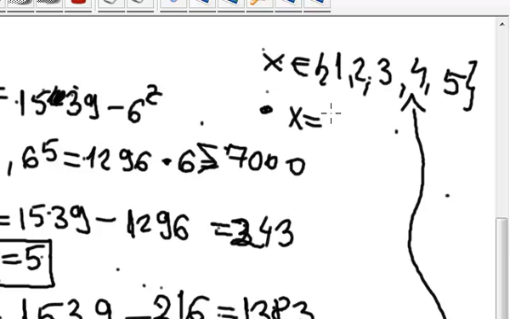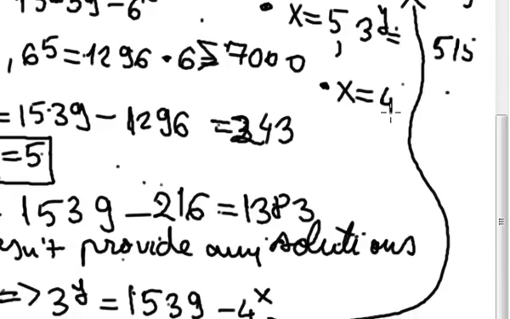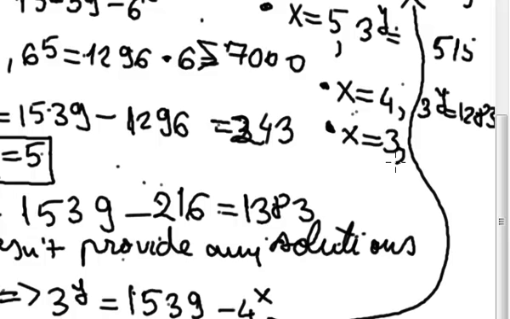If x equals 5, 3 to the y power is 515, which is not an option. X equals 4, then we have 1200 and I don't know, 83, I guess, which obviously is not an option. X equals 3, x equals 2, x equals 1 are not solutions.